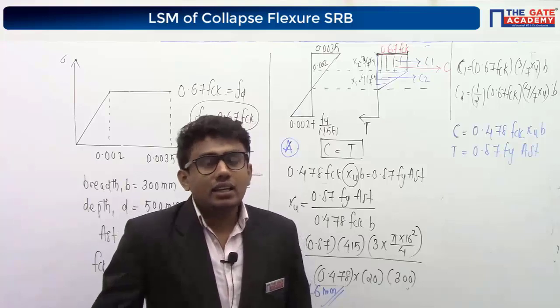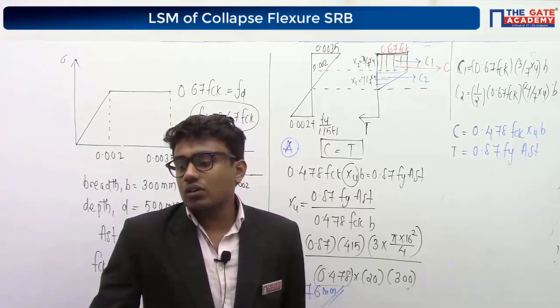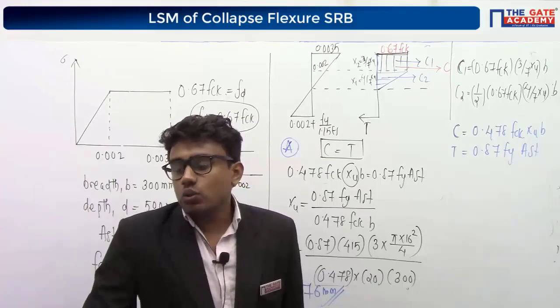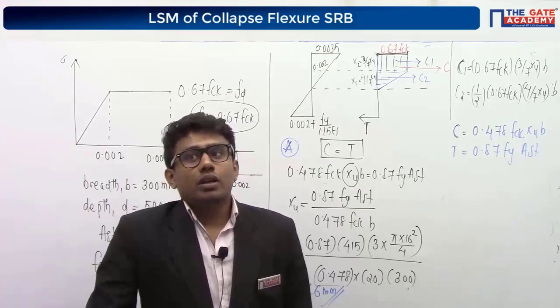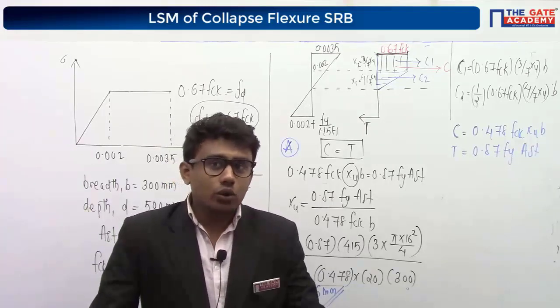Read the sentence once again. Assume the straight line instead of parabola for the stress strain curve of concrete as given below and partial safety factor as 1. It is given as 1. If it is giving a different value, it will be given separately for steel also. Okay.